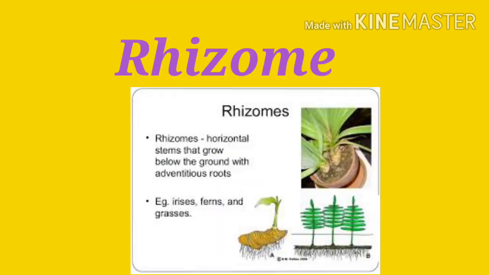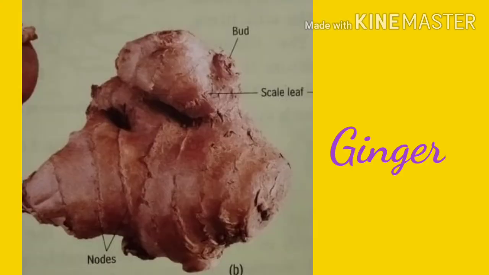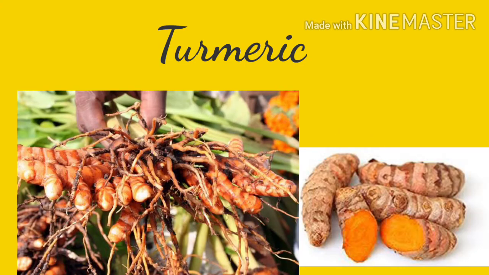The next is rhizomes. Rhizomes are underground branched stems that grow horizontally. They have nodes and internodes and axillary buds. The new branches develop from these buds, which later separate to form new plants. Rhizome stores food for unfavorable conditions. The common examples of rhizomes are ginger and turmeric.